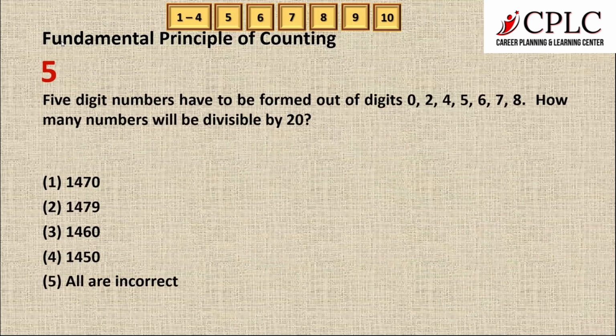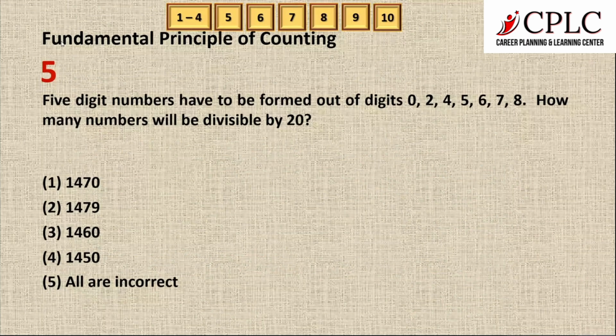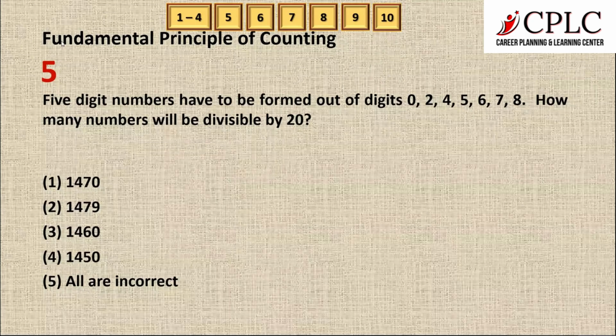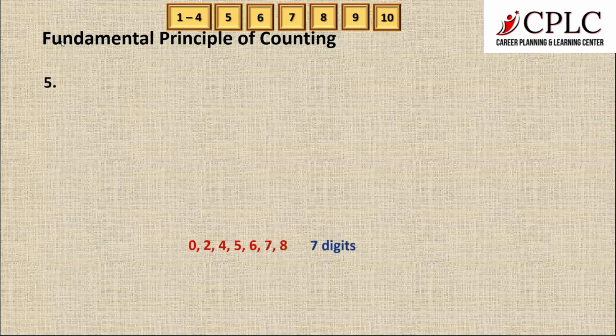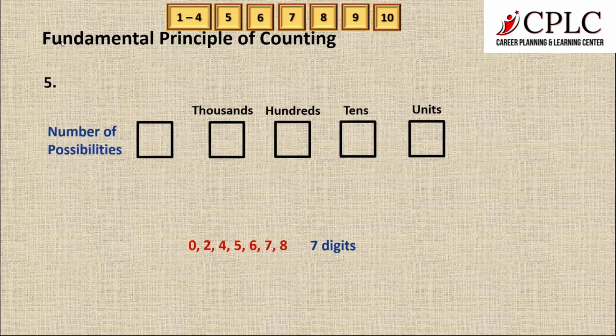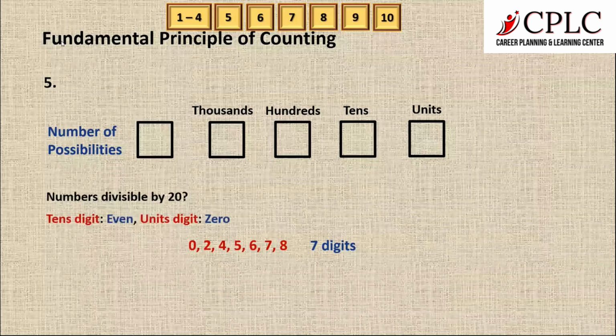Moving to the next question. 5-digit numbers have to be formed out of digits 0, 2, 4, 5, 6, 7, 8. How many numbers will be divisible by 20? Now there are 7 digits that we have. So first, we need to find out the divisibility test of 20. Now if you observe, there must be only one digit at the units place, that is 0. And the digit at the tens place must be an even digit. So units 0 and tens 2, 4, 6, 8, 0.